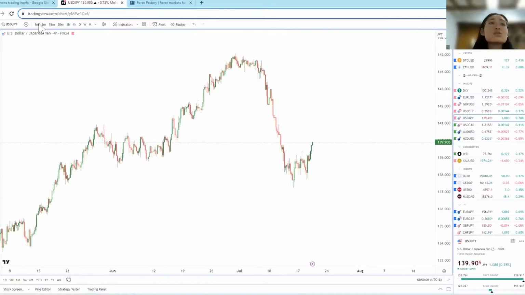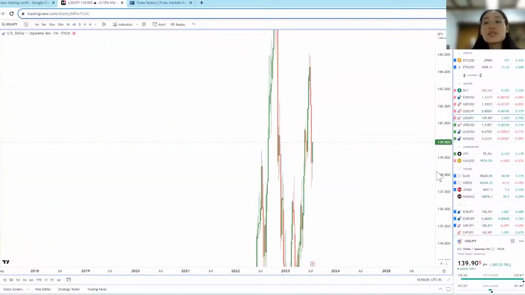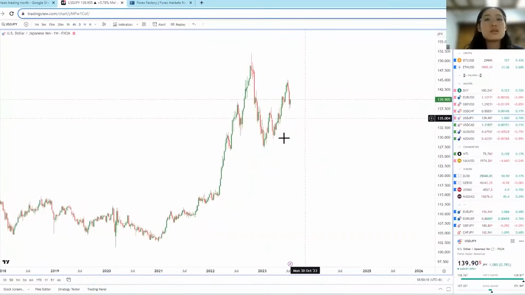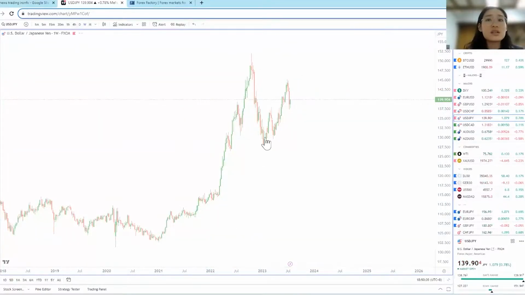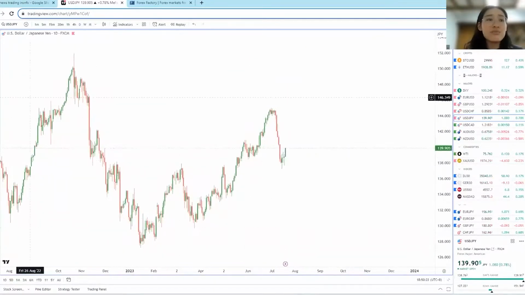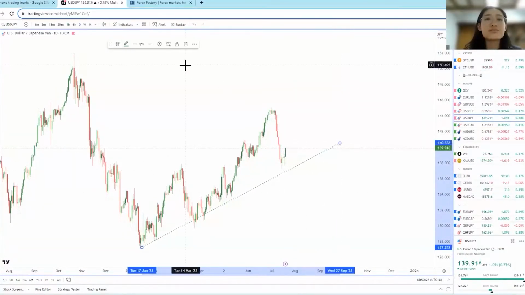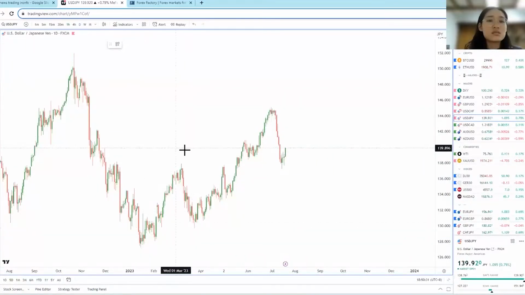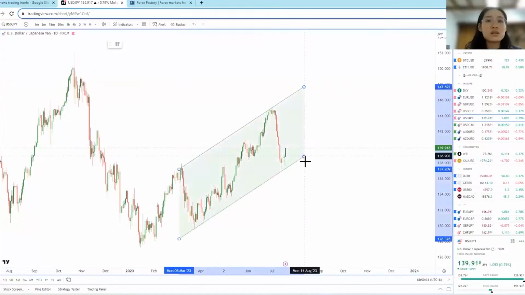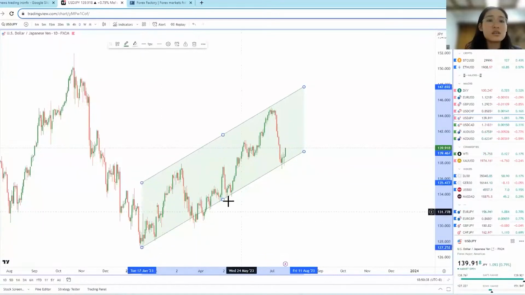Okay, so same thing, we're going to look at the higher time frames first. You see, there is a general upward trend on the Japanese yen on our daily time frame as well. Yeah, we have this ascending trend line here. I think we even have a channel. Yeah, okay, we have this channel as well.